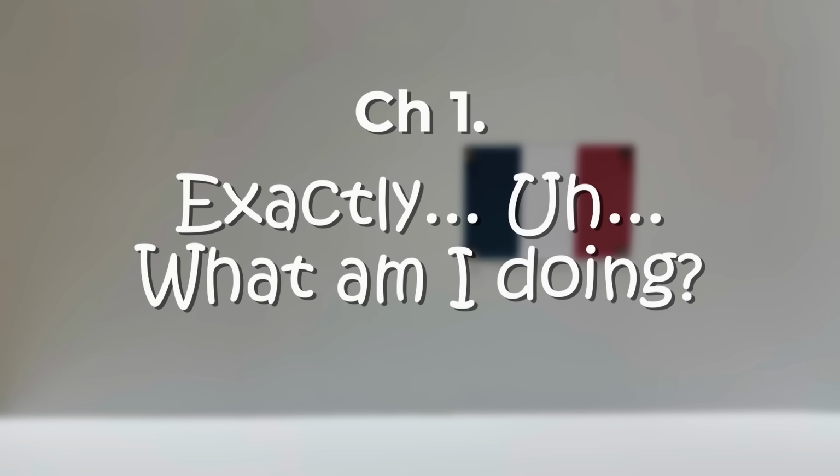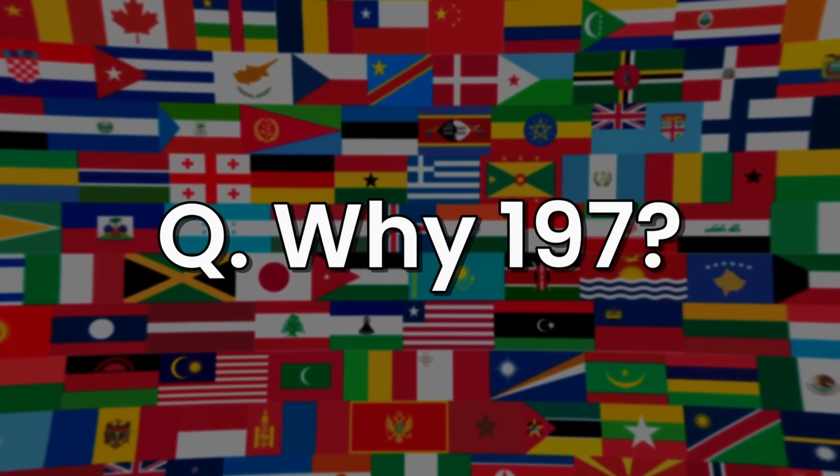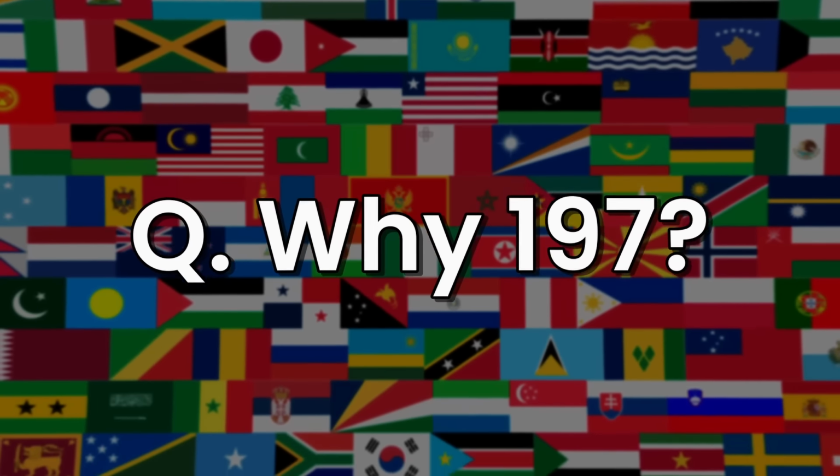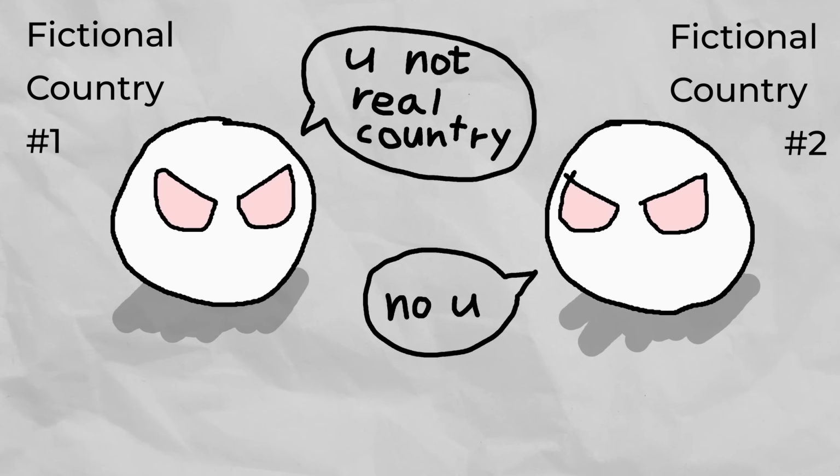Chapter 1. Exactly, what am I doing? 197! Like, how? Actually, is that even the correct number? How can there be an exact number of all the countries in the world? Wouldn't that be, like, really controversial, with all the political conflicts around the world?